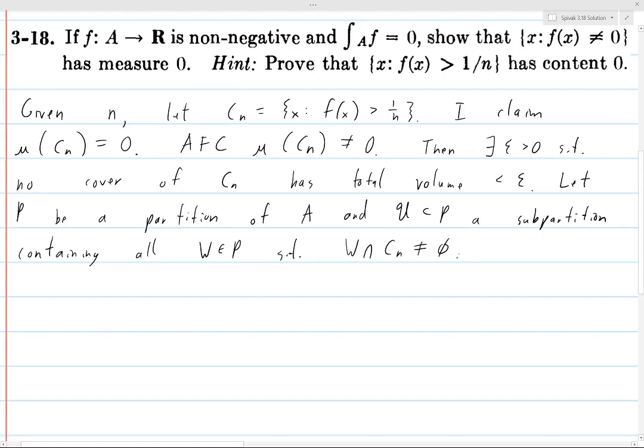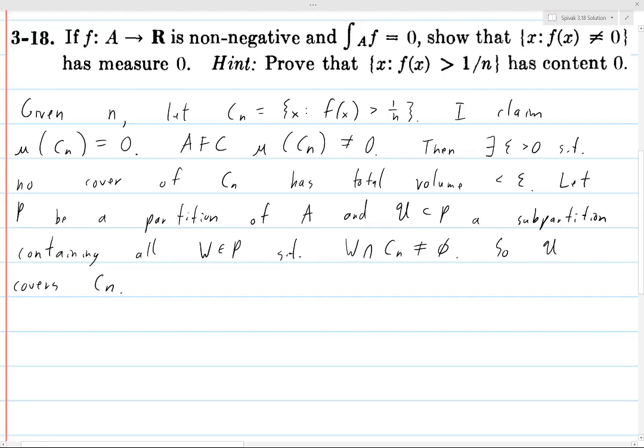So if you look at all these sets in this partition P, any set in there is either going to intersect Cn or it won't. If it intersects Cn at all, we're going to put it in this set U. So it's going to be a subpartition containing all sets W which intersect Cn. That means that any set which is not in U does not intersect Cn. All right. So obviously this collection U covers Cn.